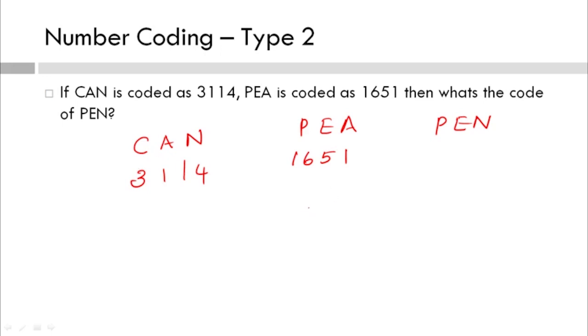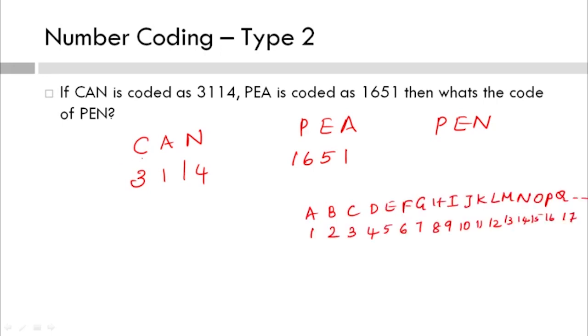Let's just write it down. The code for C is 3. That is, the position of the letter C in the English alphabetical order is 3. That is what has been used as the code. The position of A in the English alphabet is 1. This 1 has been used as the code. Similarly, the position of N in the English alphabet is 14. And here 14, that has been used as the code.